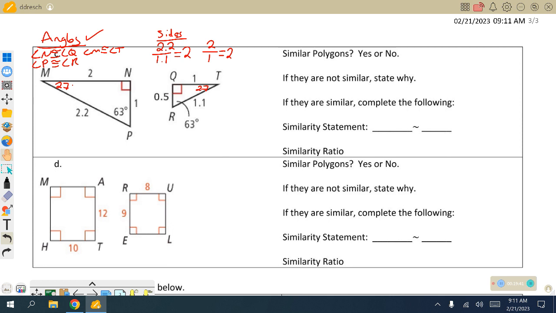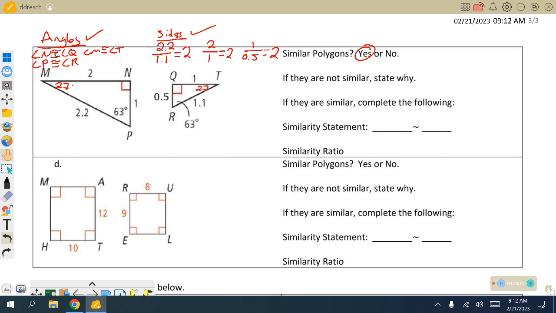So far, so good. And what's the one we haven't talked about yet? 1. And what's that 1 correspond to? So opposite 27. Opposite 27 is 0.5. And what's 1 divided by 0.5? It is 2. So, did everything check out right here? All right, so what do we have? All right, so let's circle it.